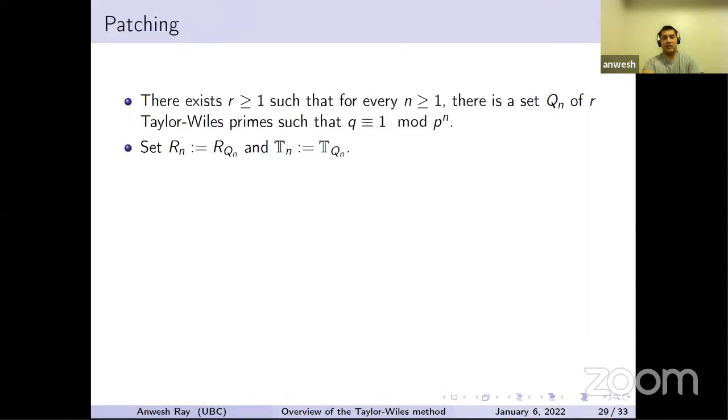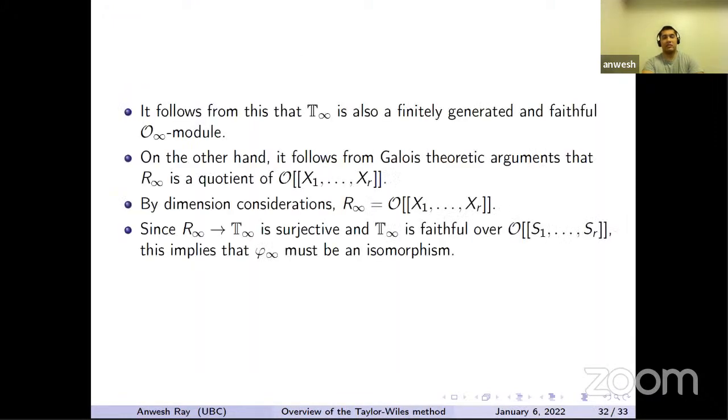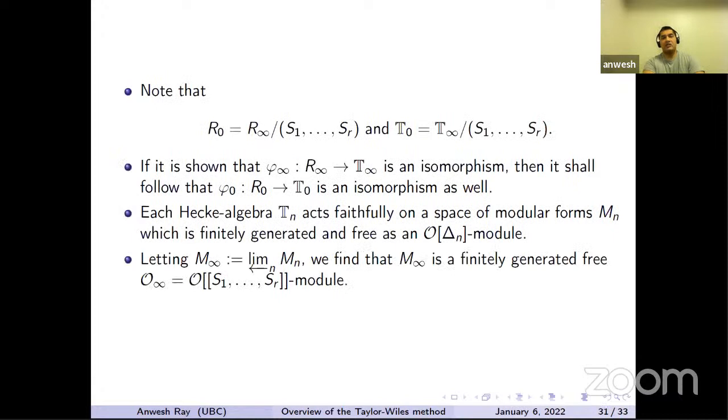So after doing all of this, we are not only able to show that the deformation ring and the Hecke algebra are isomorphic, but we also know something about their presentations. We know, for instance, your R infinity is O of X1 to XR, and so is T infinity, they're isomorphic. But now you go back to R0, and it's O of X1 to XR modulo S1 to SR. So you have the same number of generators and relations. This is called the complete intersection property. That is a result of this method.